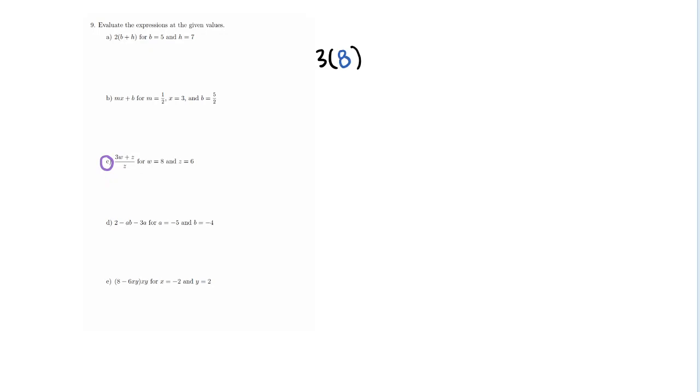And we're going to evaluate this expression at w is equal to 8. And I'm going to replace z with 6. When we say replace z with 6, or z is equal to 6, that means everywhere I see that variable z, I'm replacing it with this value 6. And I'm including parentheses because it's typically good practice to wrap your substitutions when you're evaluating an expression.